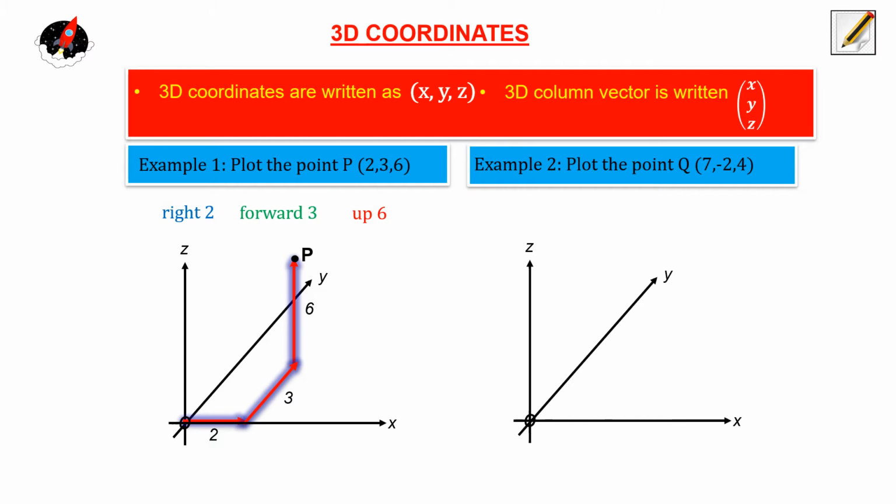So that would mean starting at the origin, we would go positive 7, so that would be 7 to the right, so 7 along the x-axis. We would go negative 2 in the y direction, so that would be 2 back, so that's out of the page, if you like, towards yourself, so minus 2, and then we're going positive 4 in the z direction, so that would be 4 up, and that would give us the position of our coordinate Q.